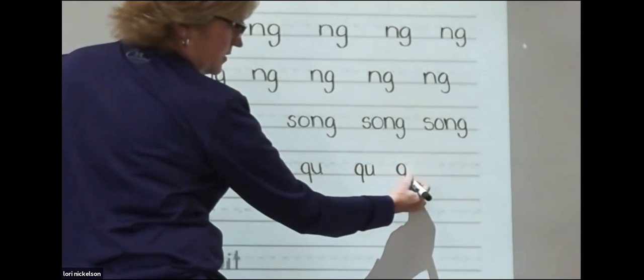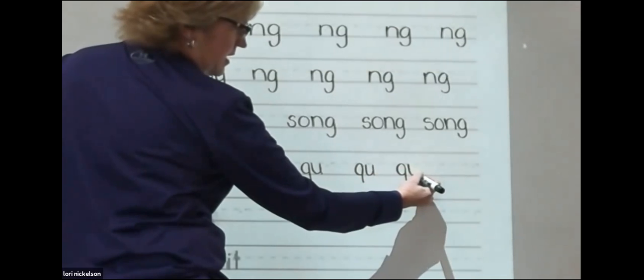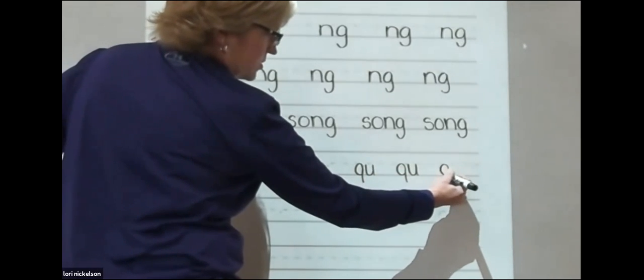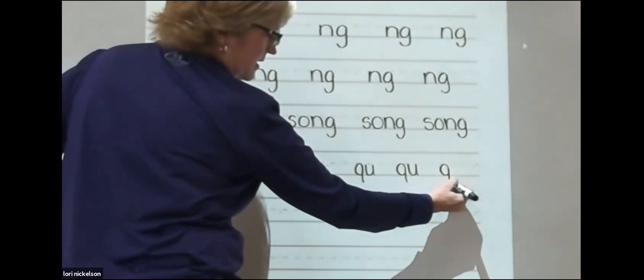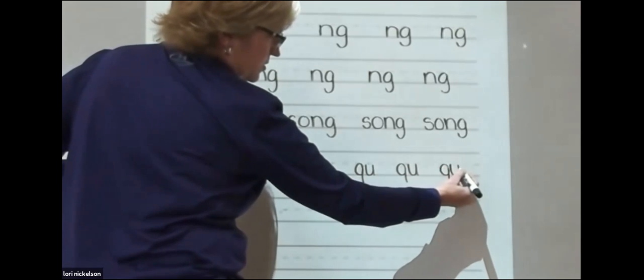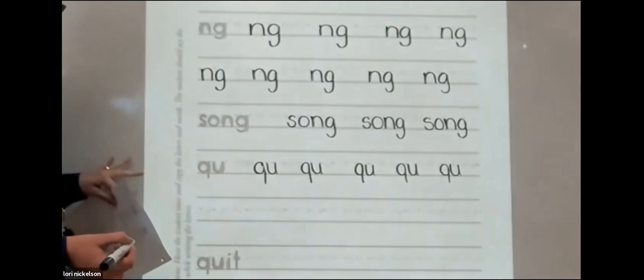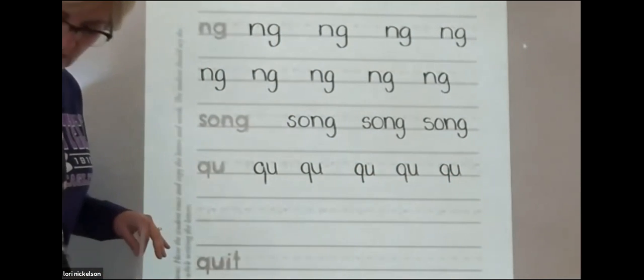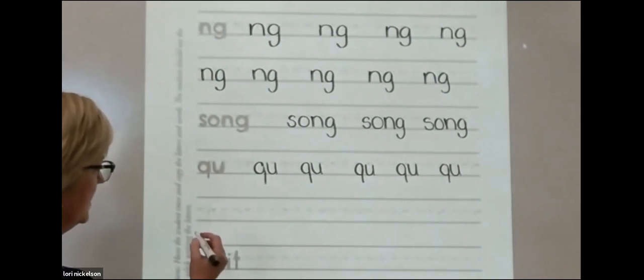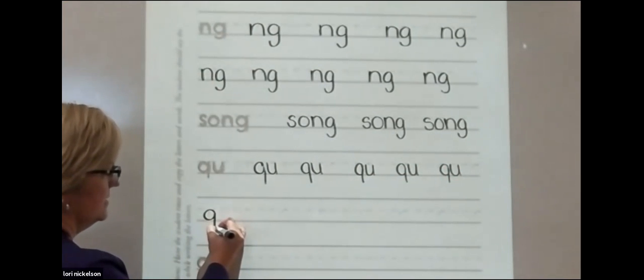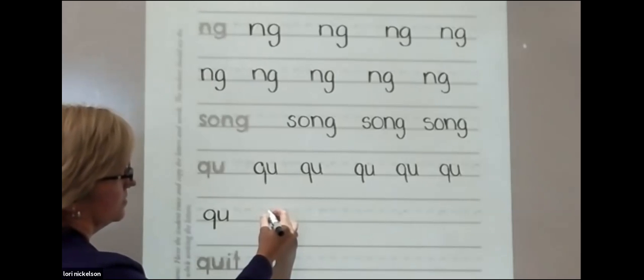Circle to the left, line down, cup, line down. Circle to the left, line down, cup, short stick down for qua. The QU makes the qua sound, the qua sound. I'm going to sit so I can reach my next level. So circle left, line down, cup, short stick down.